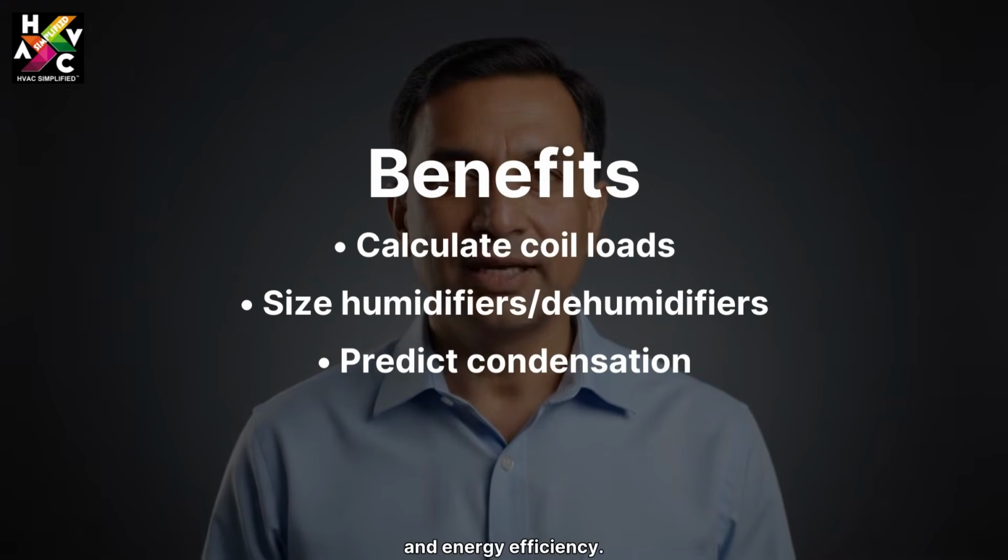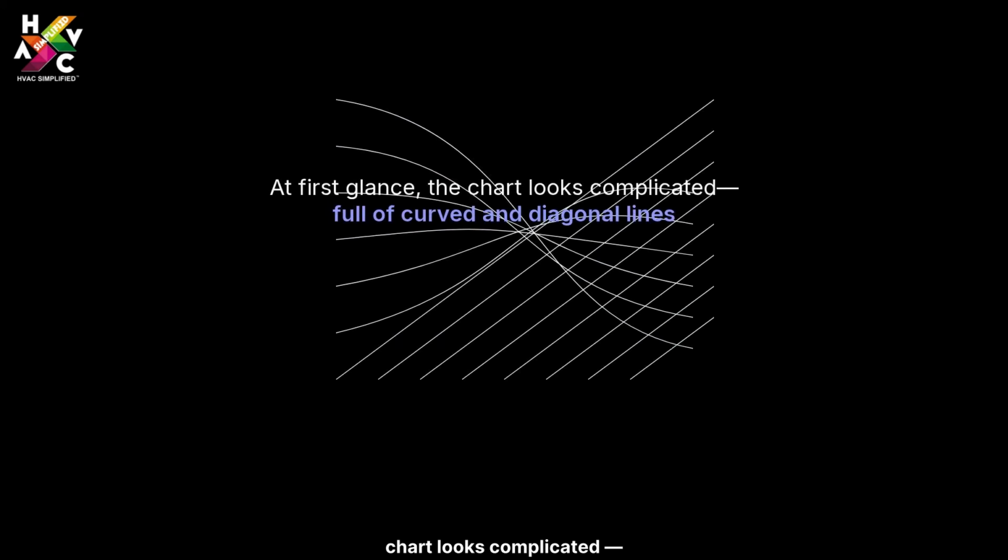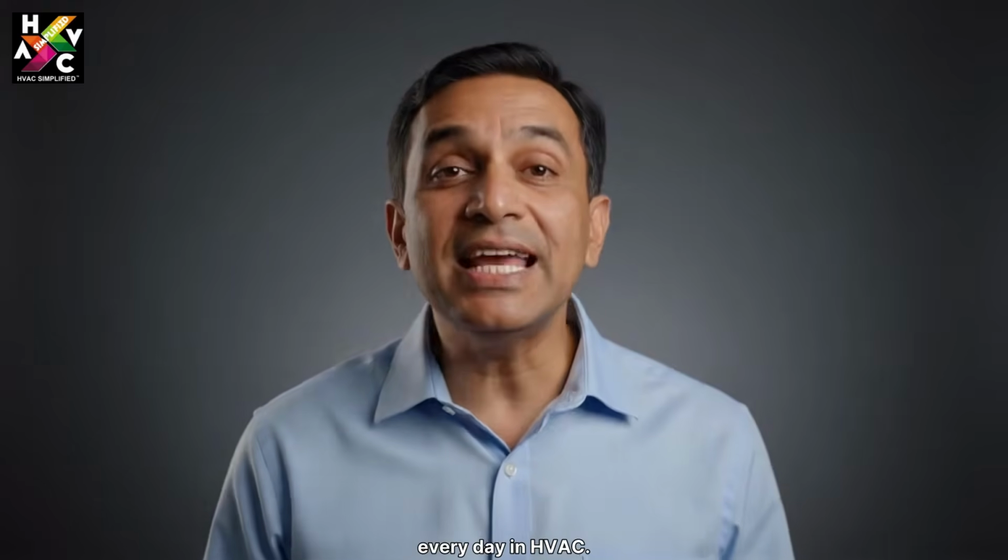At first glance, the chart looks complicated, full of curved and diagonal lines. But don't worry. It's actually a beautiful combination of all the air properties we use every day in HVAC. Let's break it down one by one.